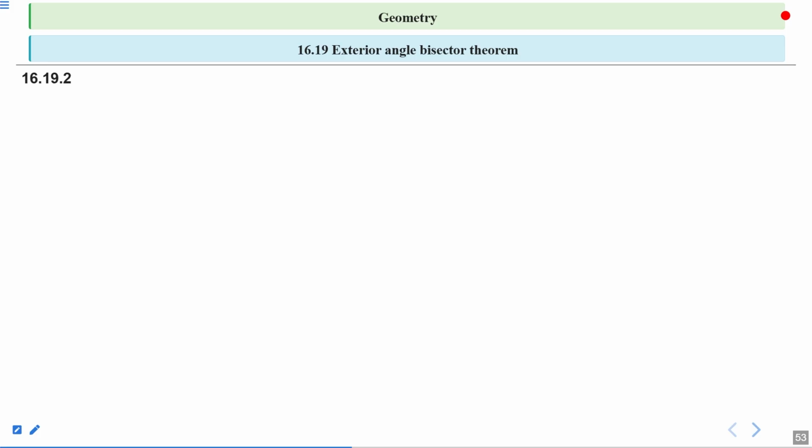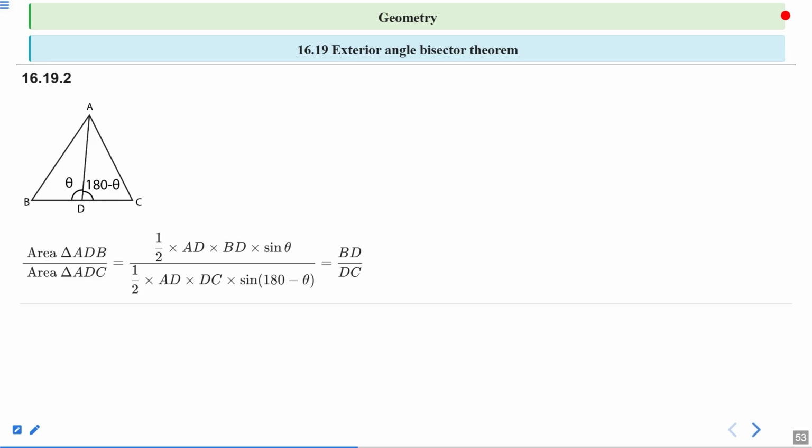Next one is the exterior angle bisector theorem. So this is the diagram. So the area of triangle ADB upon the area of triangle ADC becomes 1/2 into AD into BD into sin theta upon 1/2 into AD into DC into sin (180 minus theta). When we simplify it, what we get? We get BD upon DC.